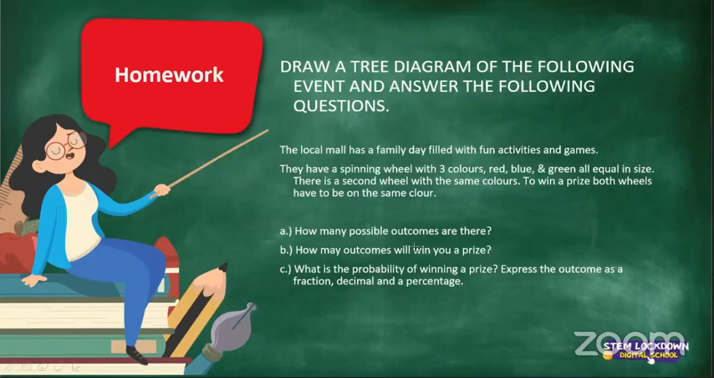I want you guys to do that for me. Just do the tree diagram, count them, you'll see. And then how many outcomes will win a prize? B, and then C, what is the probability of winning a prize? So you will use the answer you got in B. I know you can do it, Vicky. Don't worry, as soon as you draw the diagram, you'll be able to just count them out.